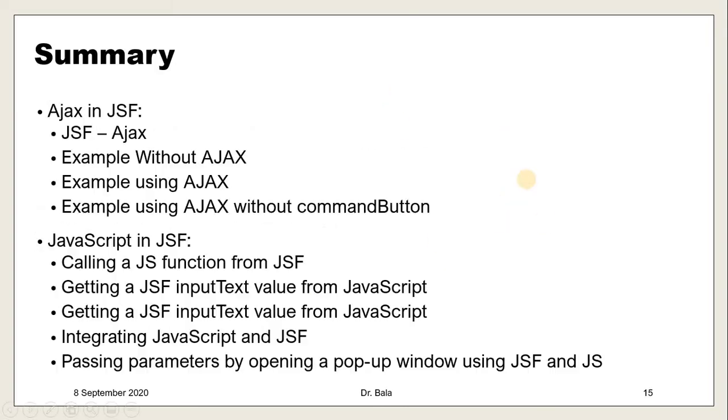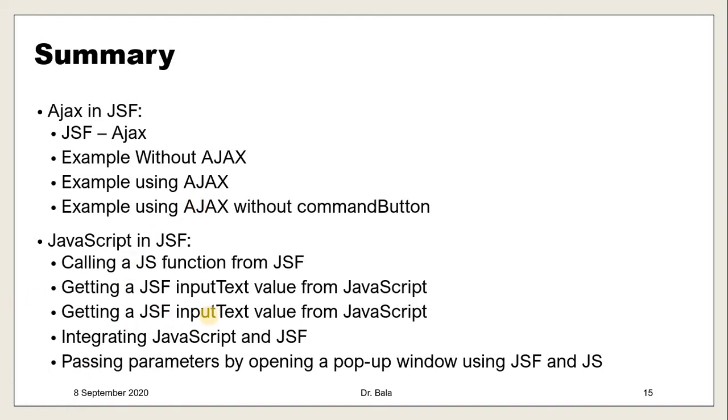So this is all about Unit 4. In Unit 4 we discussed Ajax and JSF, and the other one, JavaScript and JSF. In Ajax we discussed what Ajax is and how it is connected to JSF, and we saw three different examples. The first example was used without Ajax, and the second used Ajax but with a button. In the last example we used the same as the second, and we removed the button. Whenever we type the text, immediately the data was rendered in the page.